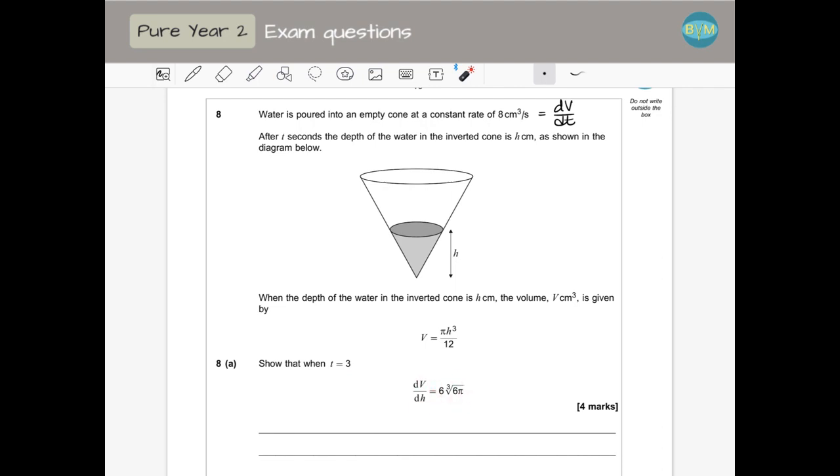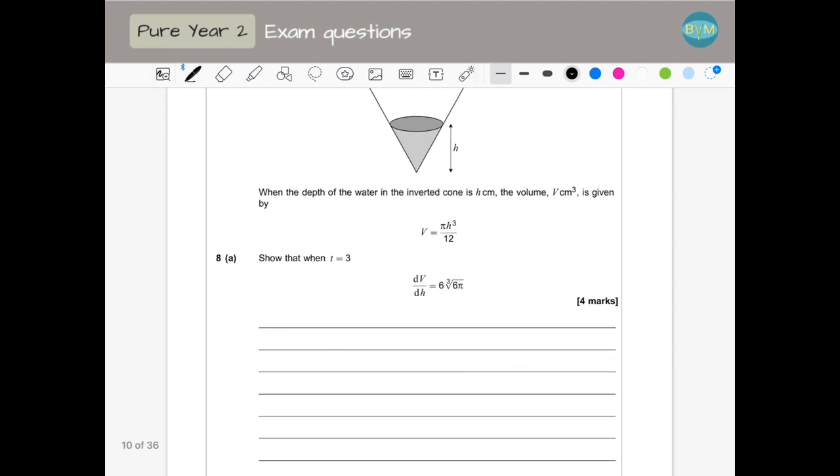So we need to find dV by dh. We have an expression of V in terms of h, so we just have to differentiate this expression. It's a polynomial, so I have pi divided by 12, and then this h to the power 3, the 3 goes to the front, and then h squared. So I differentiate h to the power 3 and I have 3h squared, which is pi h squared divided by 4.